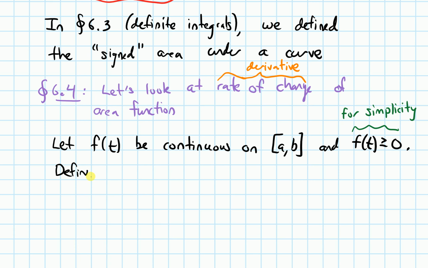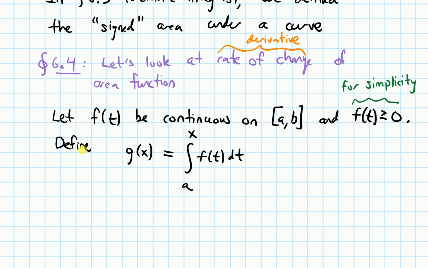And now I'm going to define an area function. So I'm going to call this g of x. It's an area function, so I need a definite integral. And my definite integral will be the integral of f of t, but I'm going to start it at a, whatever value a is, and end it at x. So it's going to start at a constant a, and the upper limit is x, a variable.